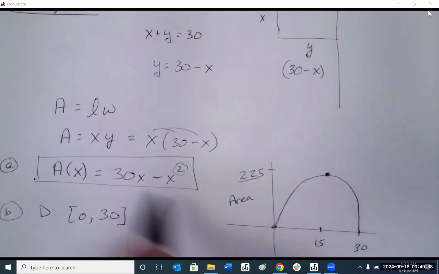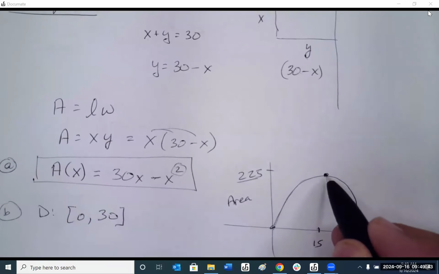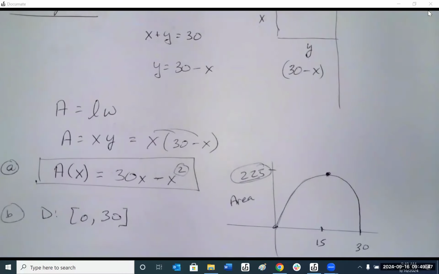Yeah, so using the graph, we didn't have to do all that stuff. Just look at the graph. If it's asking what's the maximum, the optimal, look for the highest point. This is the x, that 15, it'll give us 225 square feet.